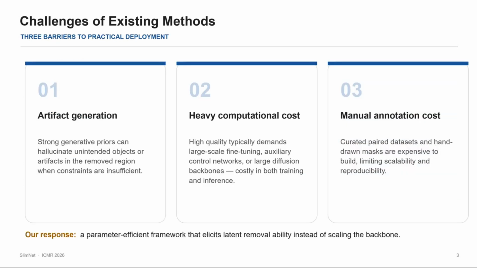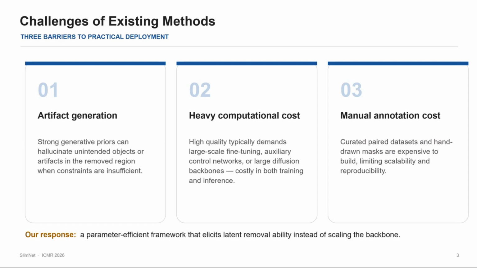Currently, existing diffusion-based methods face three barriers. First, artifact generation. Strong generative priors can hallucinate unintended objects or artifacts in the removed region when the constraints are too weak. Second, heavy computational cost. Achieving high quality typically requires large-scale fine-tuning, auxiliary control networks, or large backbones, expensive in both training and inference. Third, manual annotation cost. Paired datasets and hand-drawn masks are costly to build, which limits scalability.